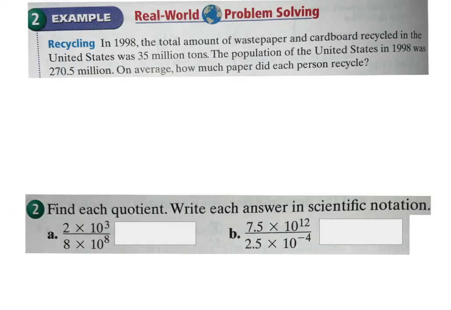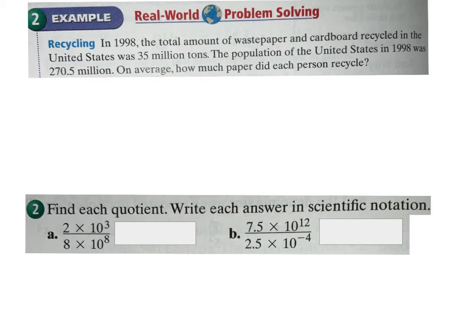Scientific notation, but this time with division, all right? And so it says in 1998, the total amount of waste paper and cardboard that was recycled in the United States was 35 million tons. The population was 270.5 million. On average, how much paper did each person recycle?